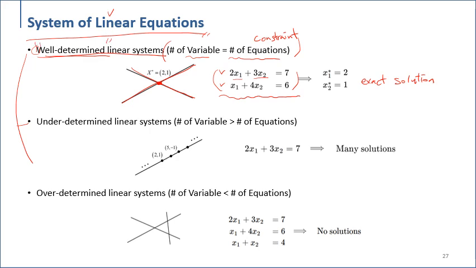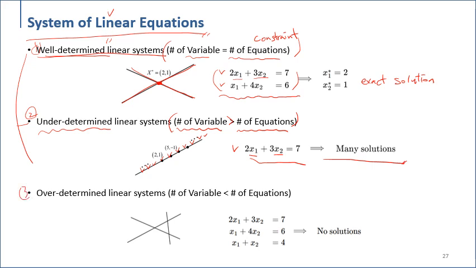And the second type is underdetermined linear systems, where the number of variables is larger than the number of equations. Here we have two unknown variables, but we only have one constraint. By plotting this equation, we can find that any point on this line could be the solution. So we can have many solutions.